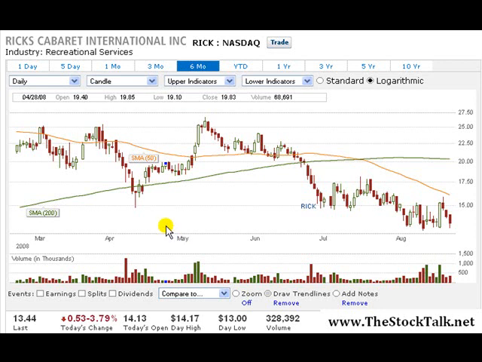So anyway, these are the settings that I like to have on my chart. I think it's very useful, very easy to read, very clean, and it makes things a lot better.